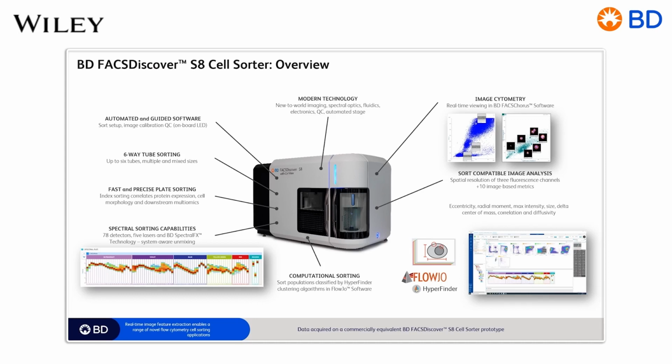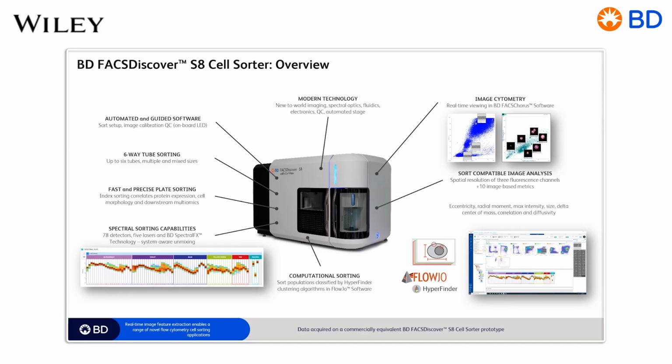So there's 78 APD detectors and some novel technology in our spectral unmixing algorithm called spectral effects. We can do six-way sorting. There's three nozzle sizes. The setup in QC is all automated and it's all new. No more CS&T beads. And then there's an onboard LED. So there's a lot of features on this instrument that I'm not going to talk about today.